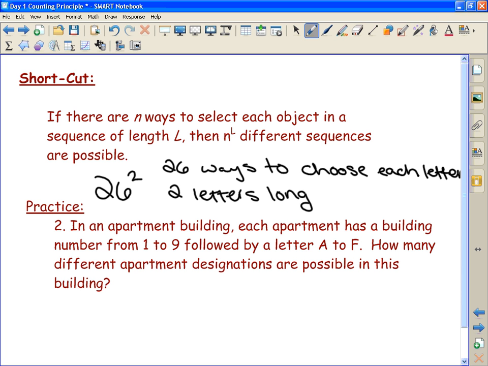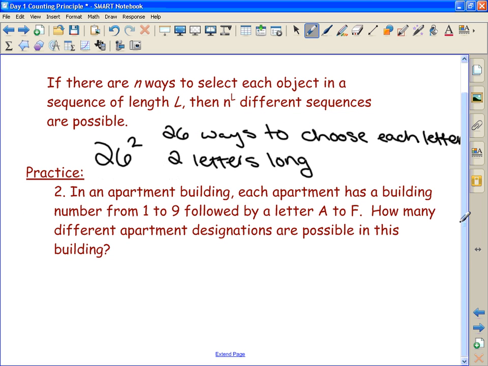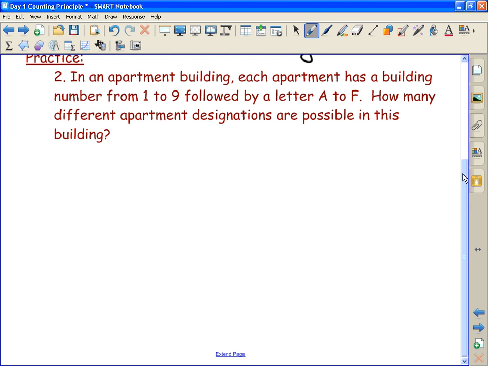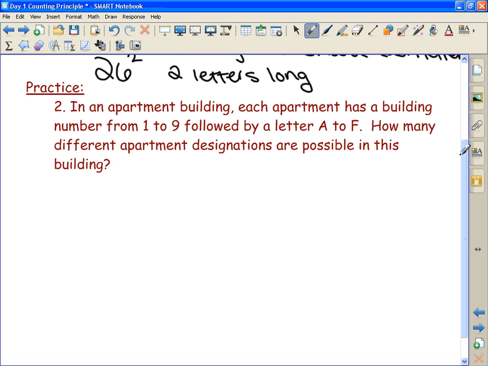All right, so let's try some problems here. I really like to set these up, and I'll show you a way that works well for me. We'll start with number 2 here for our practice. It says, in an apartment building, each apartment has a building number from 1 to 9, followed by a letter A to F. So an example would be 1A, maybe first floor, apartment A.